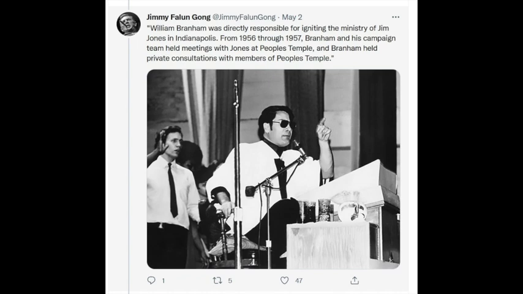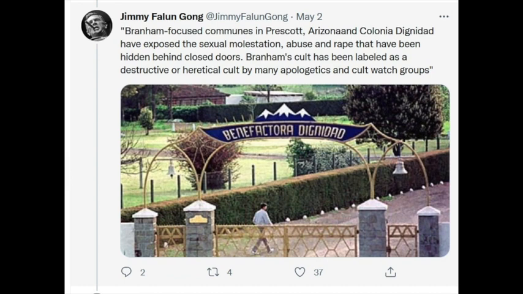This is about the Jones at People's Temple, and Branham held private consultations with members of People's Temple. So remember that. They all drink the Kool-Aid. Branham-focused communities in Prescott, Arizona, and Colonia Dignidad have exposed the sexual molestation, abuse, and rape that have been hidden behind closed doors. Branham's cult has been labeled as a destructive or heretical cult by many apologetics and cult watch groups.